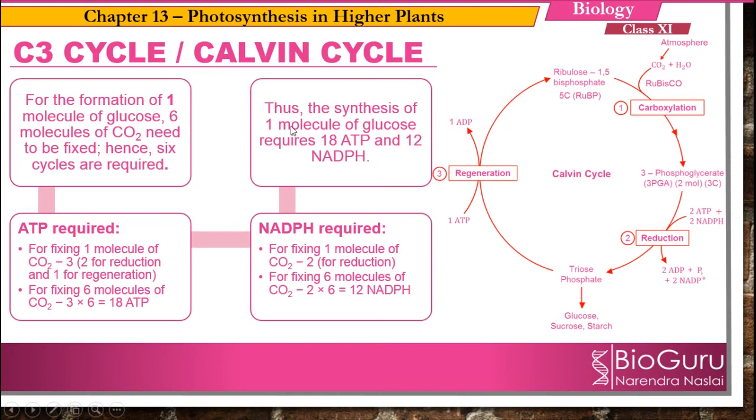Thus, the synthesis of one molecule of glucose requires 18 ATP and 12 NADPH. Please remember this. It is very important. A question may come like, how many ATPs and NADPH are utilized in order to synthesize only one molecule of glucose in Calvin cycle or C3 cycle? So your answer should be, to synthesize one molecule of glucose, it requires 18 ATP and 12 NADPH. Is that clear? Okay, let us move to the next topic.